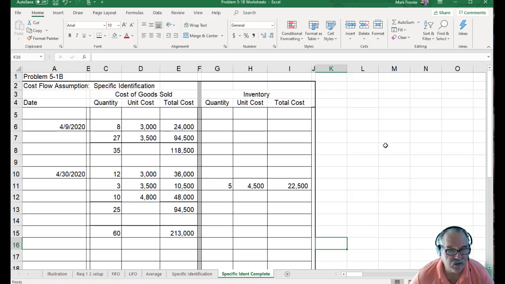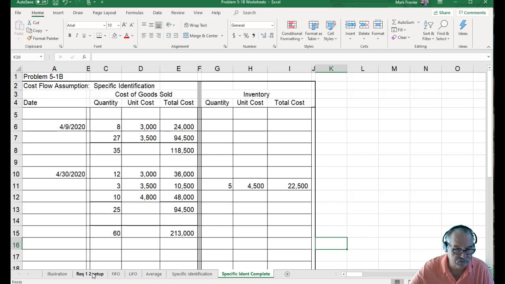and the only ones left in stock, because we sold all 20 of the 3,000, we sold 30 of the 3,500, and we sold 10 of the 4,800. We never sold any of the ones that cost us 4,500. So those are the 5 that are in stock at the end of the month.